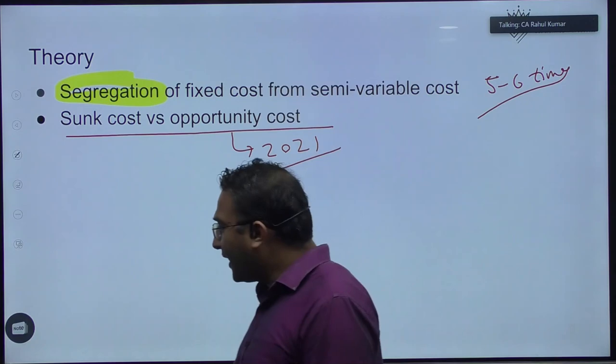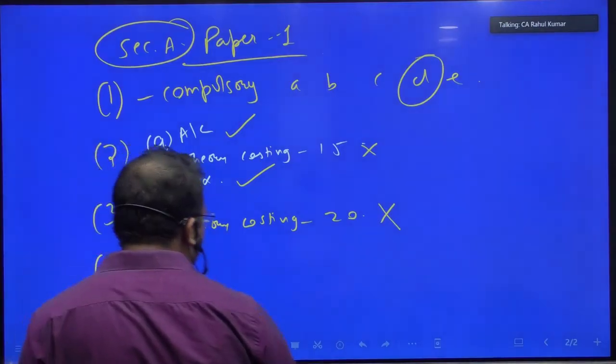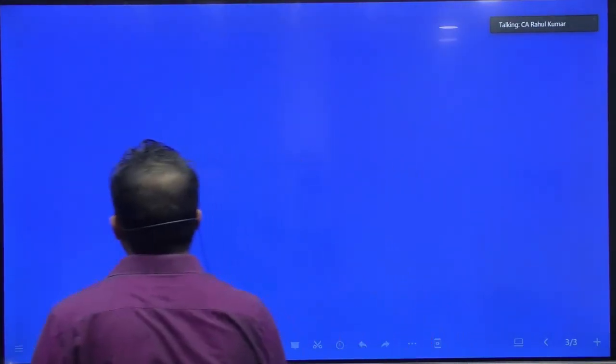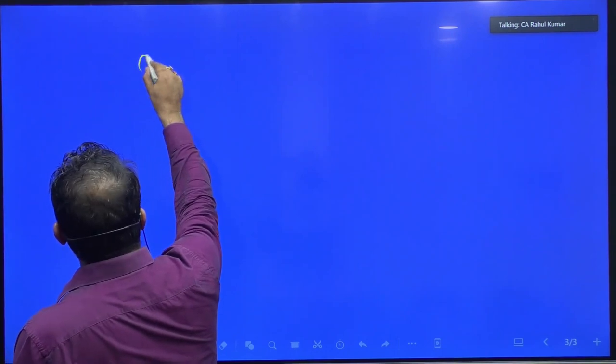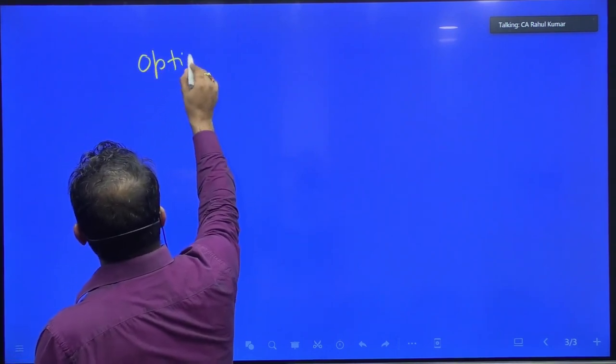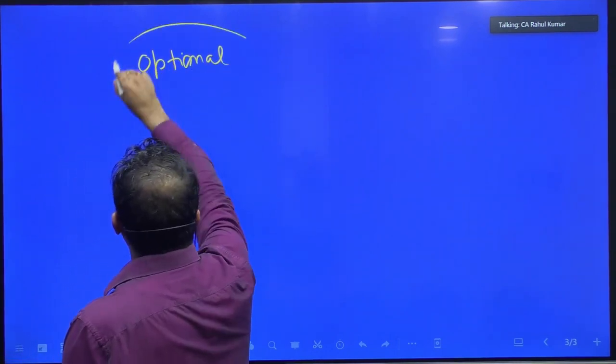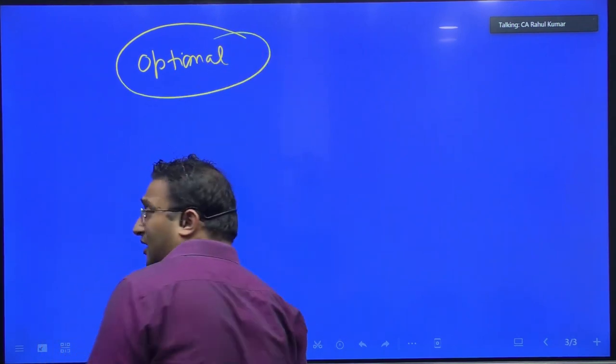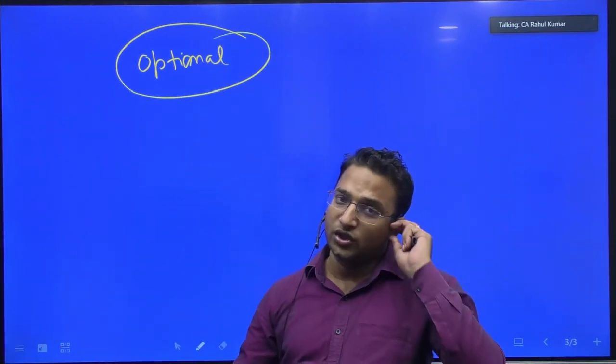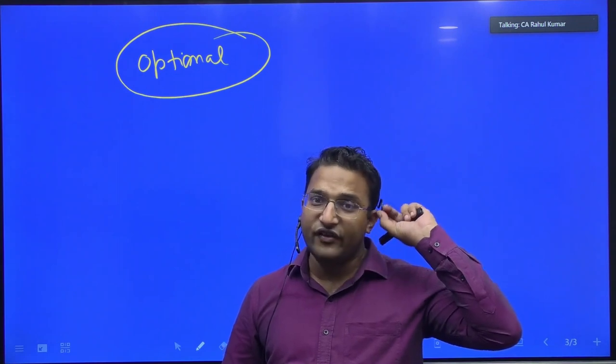Okay. So again, I will discuss a very small thing, like many people have the question about choosing the optional. Sir, is it a good choice to choose the optional of commerce and accountancy? Should we take commerce and accountancy as an optional? My answer is definitely yes.